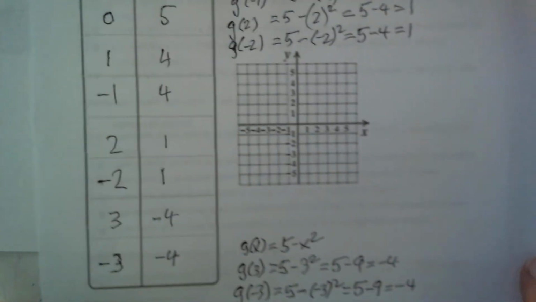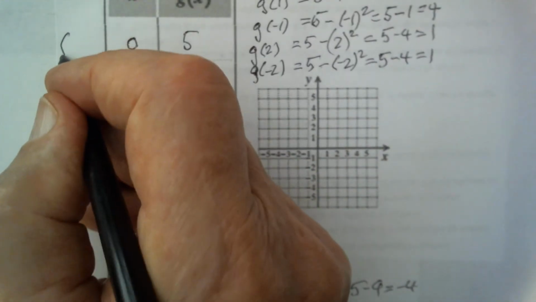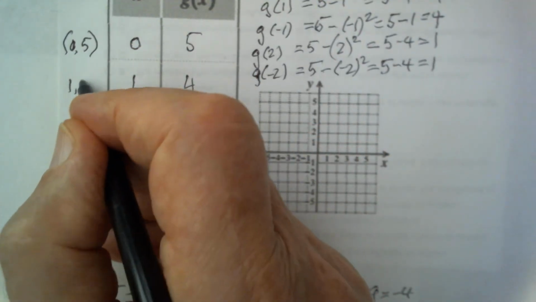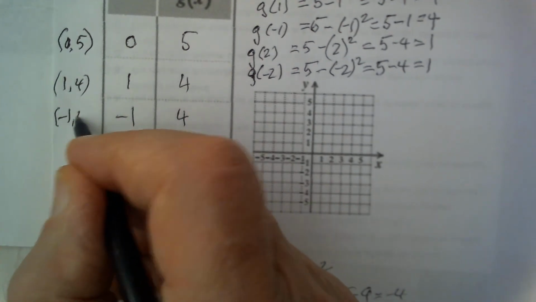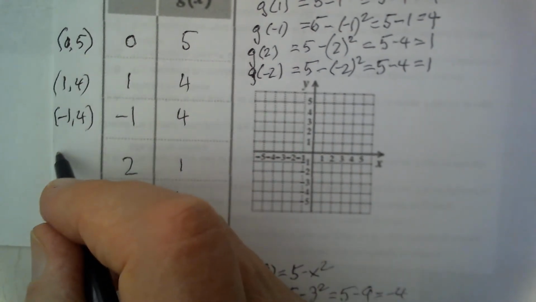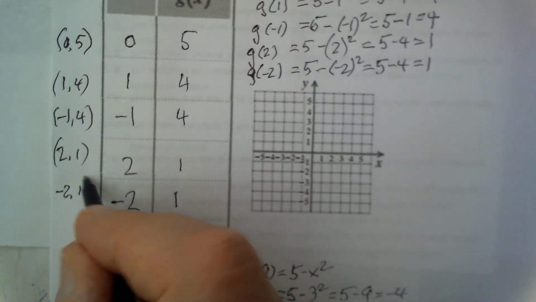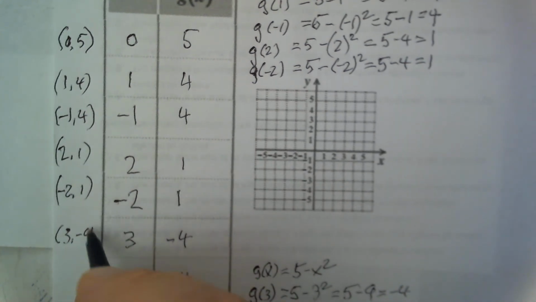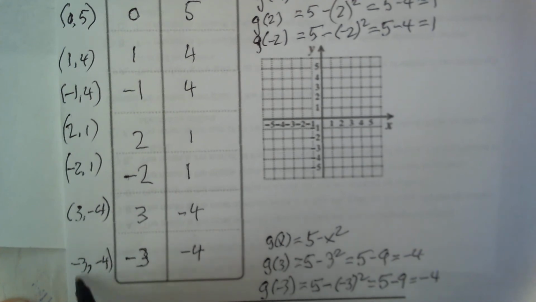So then we have the corresponding ordered pairs: 0, 5. We have 1, 4, and minus 1, 4. And we have 2, 1, and minus 2, 1. And we have 3, negative 4. And we have minus 3, minus 4.